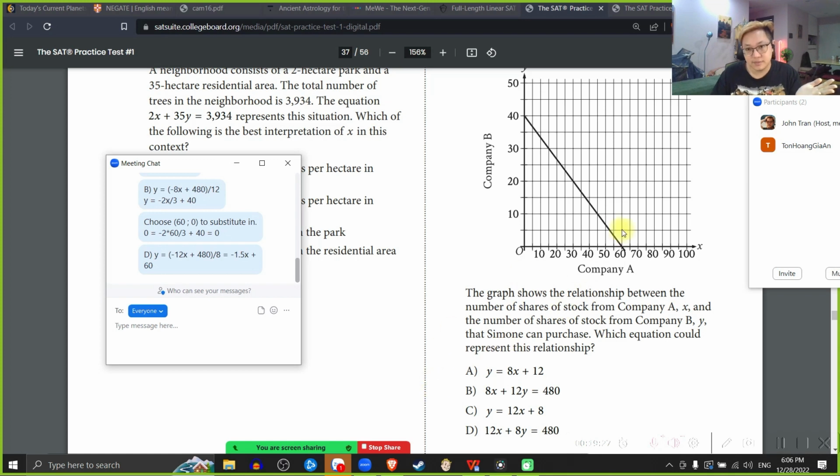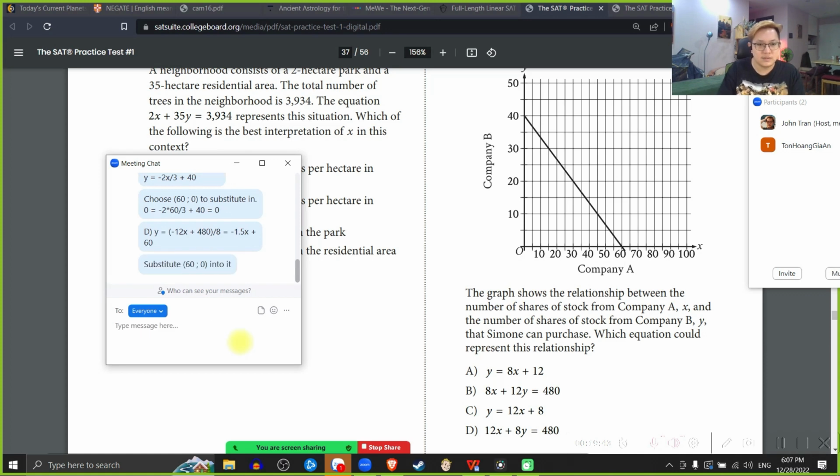And then you can substitute a point in there. Just substitute the same point, something that has the number 0 in there, and you will see. So you should have 0 equal to minus 1.5 times 60 plus 60. And you can see that it's not going right. It's not going the right way, right?